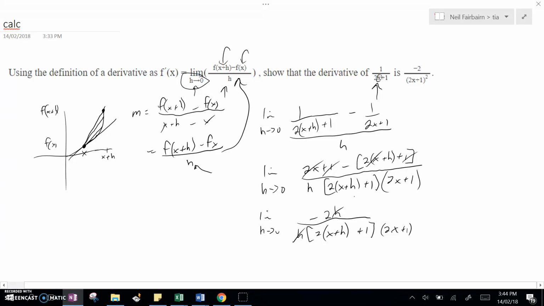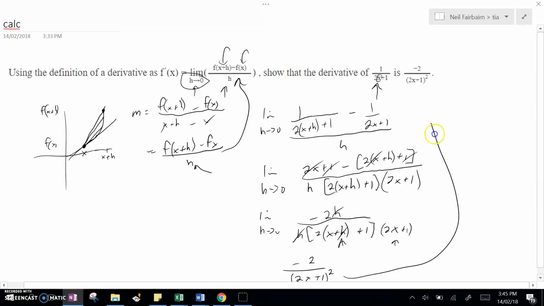Okay, and then as h approaches 0, this would be equal to 0. And what you've got is 2x plus 1 here, and 2x plus 1. So what you're left with is negative 2 divided by 2x plus 1, and then it's timesing each other, so they're squared, which is what you're trying to get.